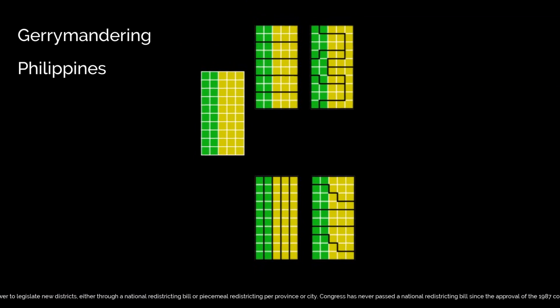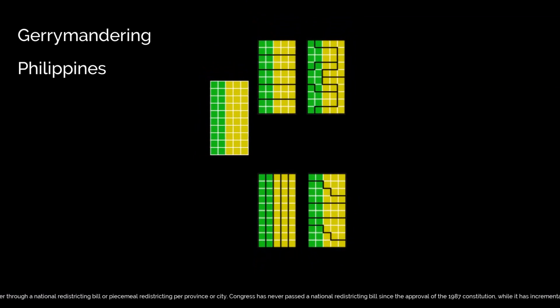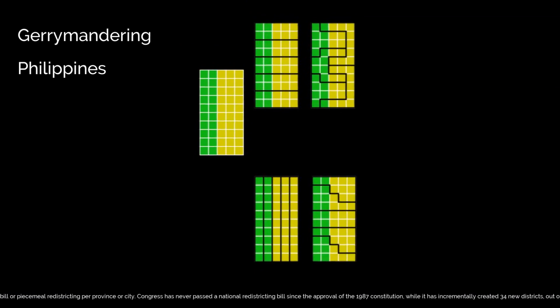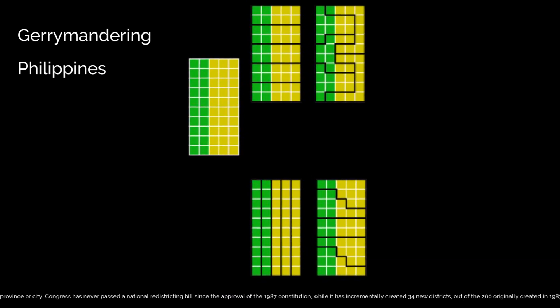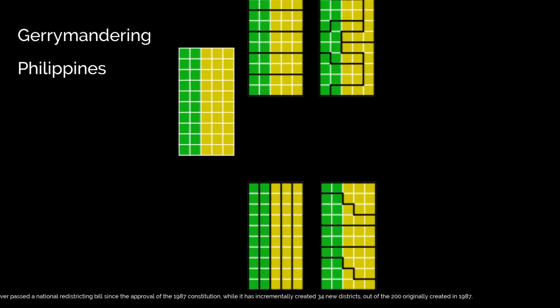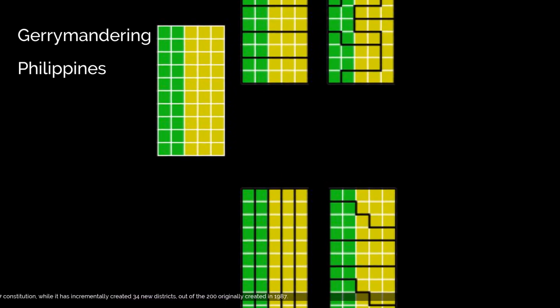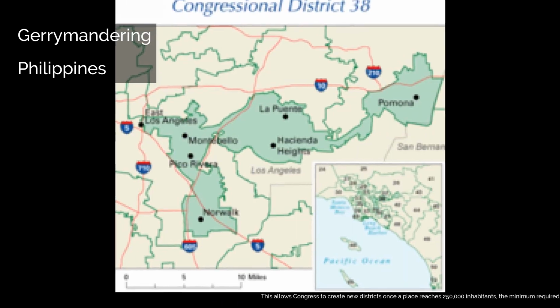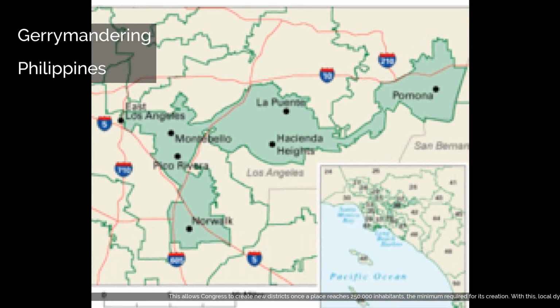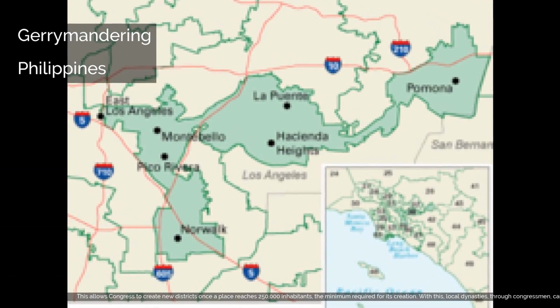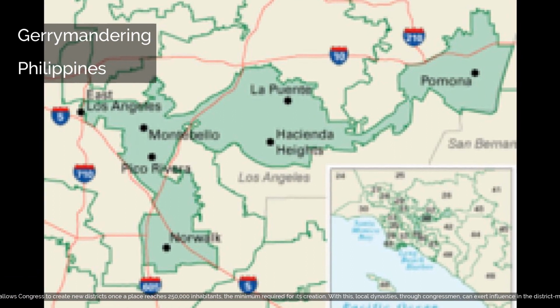Congress has never passed a national redistricting bill since the approval of the 1987 Constitution, while it has incrementally created 34 new districts, out of the 200 originally created in 1987. This allows Congress to create new districts once a place reaches 250,000 inhabitants, the minimum required for its creation.